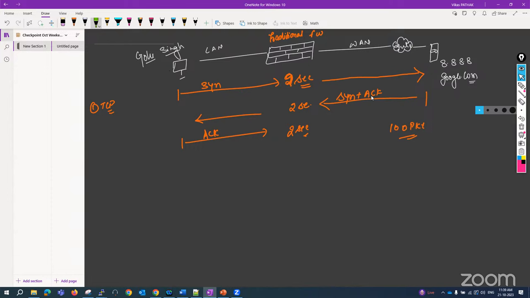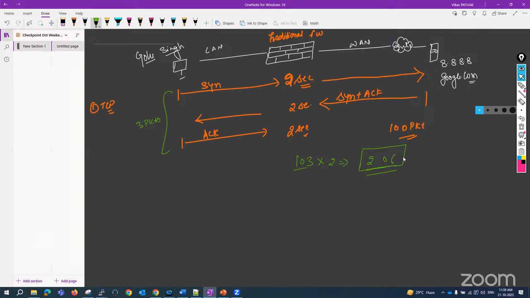Then the SYN plus ACK and this ACK and the SYN, these were total how many packets? 3 packets. And 100 packets is this, which is for Google's page. So 100 plus 3, how many packets? 103. And to process one packet, it's taking 2 seconds. Total how many seconds? To process all the 103 packets, this firewall needs how many seconds? 206. Is it clear, right?